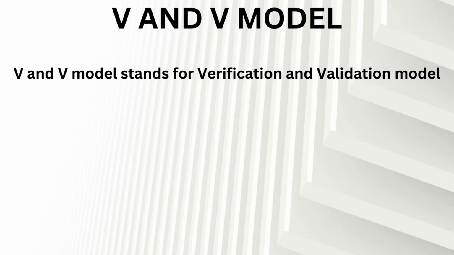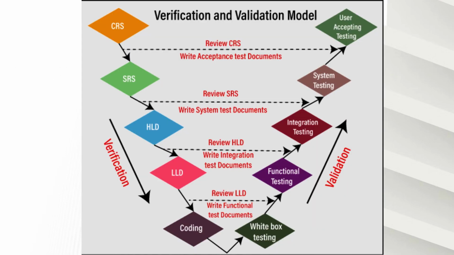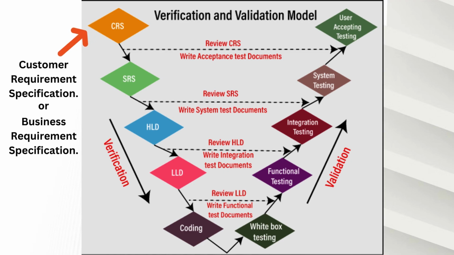After the spiral model, we have the VNV model, where VNV stands for verification and validation. In this model, testing occurs at every stage. Let's delve into the details using this diagram. Firstly, we see CRS, which stands for Customer Requirement Specification, also known as BRS, Business Requirement Specification.